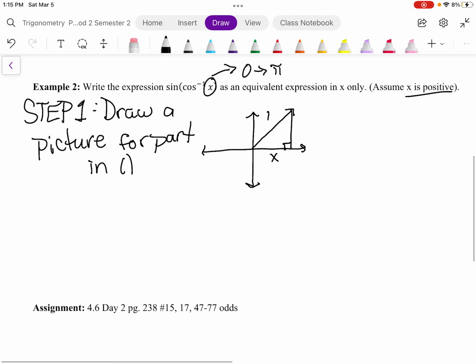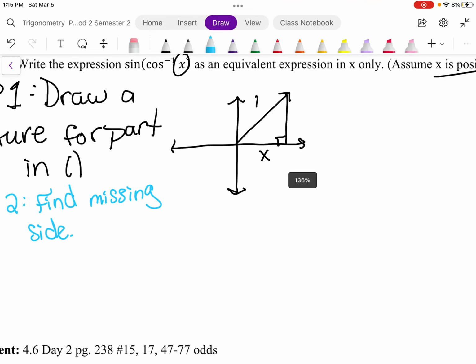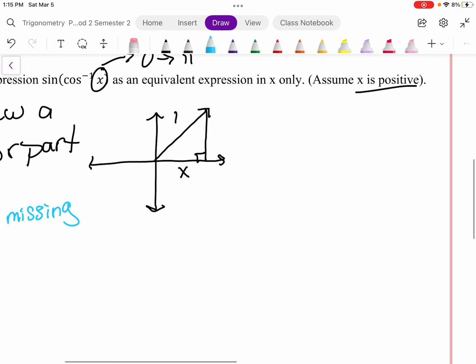Then we're going to move on to step 2, which is the same step 2 from our last one. We had to find the missing side of the triangle. So again, we are going to use the Pythagorean theorem. And 1 is going to be our c value. So we're going to have x squared plus, I'm just going to make that a y for now, y squared equals 1 squared. And we need to figure out what y equals in terms of x.